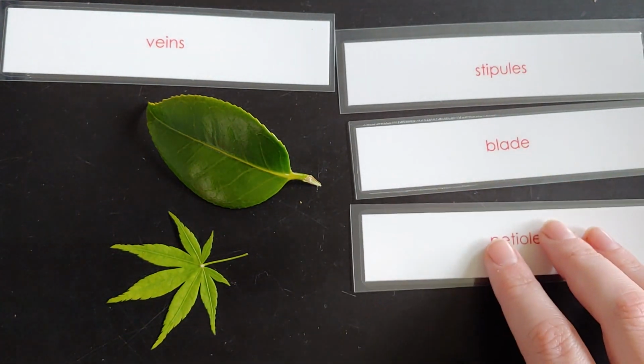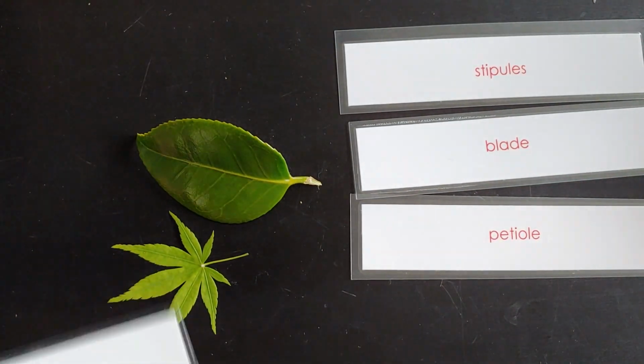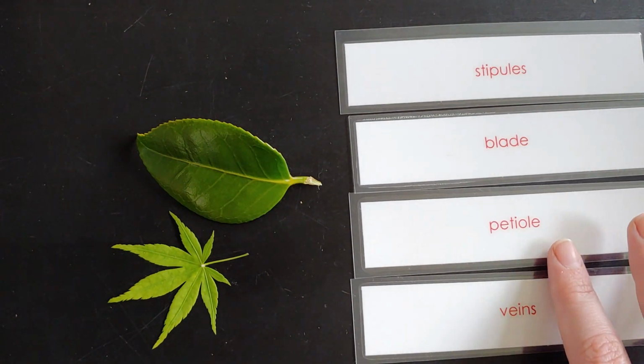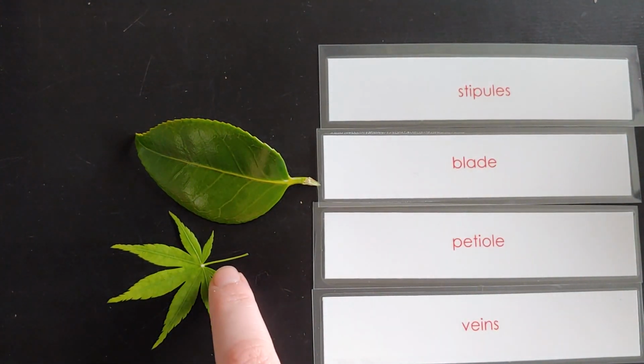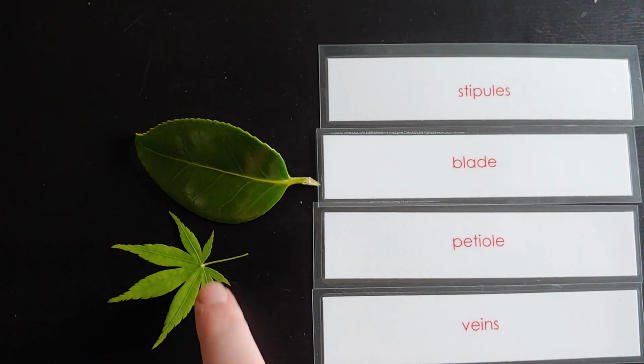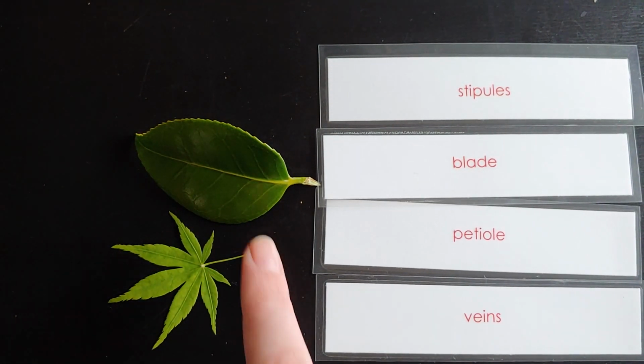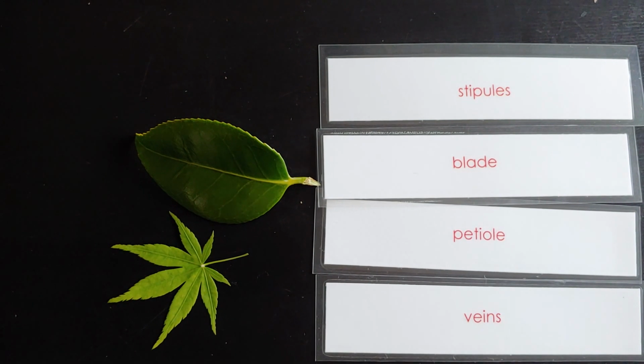Let's do a little quiz together. We have our four words. We have stipules, those little tiny leaves. We have blade, the main part of the leaf. Petiole, the stick part that connects it. And veins, the little lines that carry the food around. I'm going to show you a picture and pause for about 10 seconds so you can see if you can get the answer yourself.